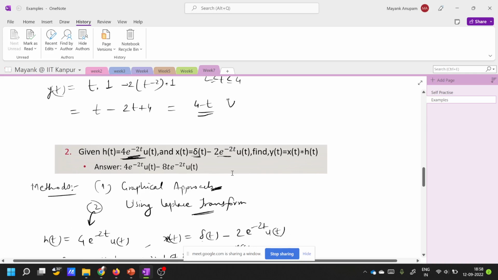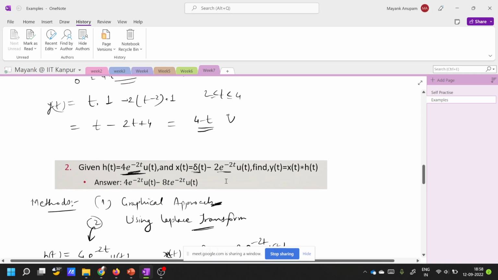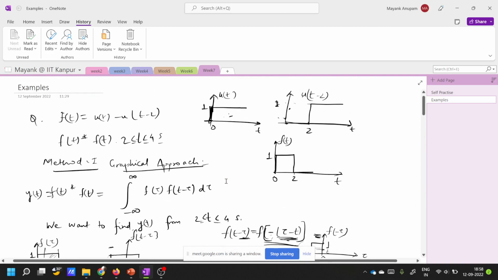Try it out and see whether your answer matches or not. Solve some examples and you will have confidence.